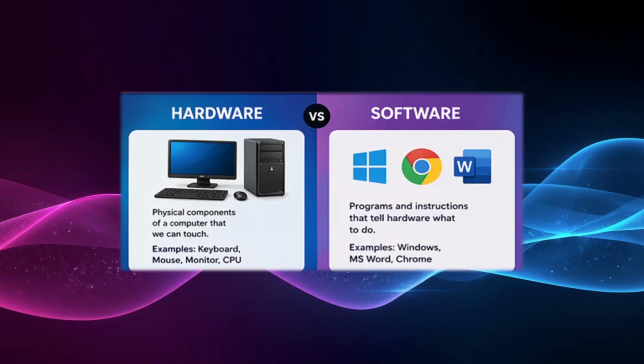Next comes the important topic: hardware versus software. Hardware is the physical part of a computer. Things you can touch, like keyboard, mouse, and monitor. Software is the set of instructions that tell the hardware what to do. Without software, hardware is useless, and without hardware, software cannot run. Both depend on each other.